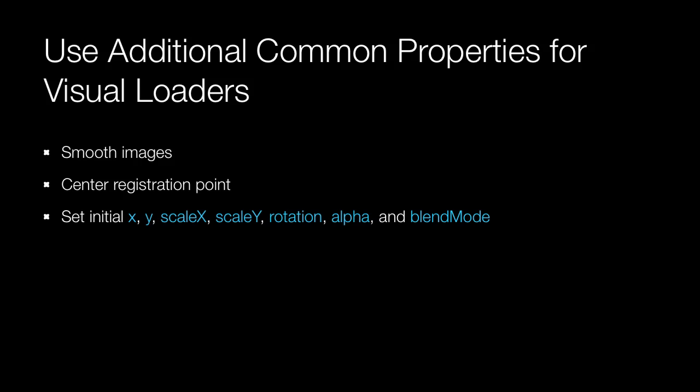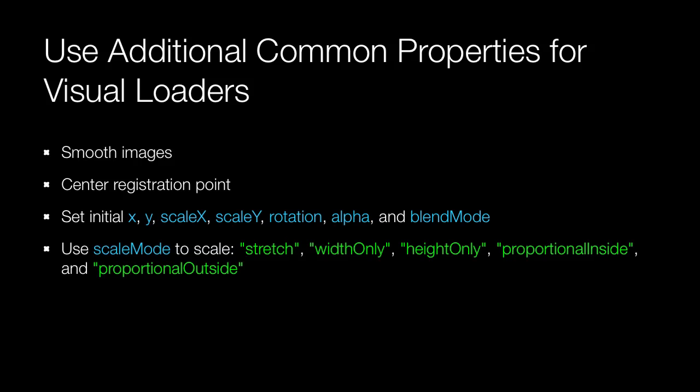Loaders for images, SWIFTs, and video also share properties common to visual assets. Some examples include the ability to automatically smooth images, create a center registration point for any loaded asset for improved manipulation like rotating or flipping, for example, set initial display properties like X, Y, scale X, scale Y, rotation, alpha, and blend mode, and these become effective immediately upon loading the asset, scale an asset to a specified size using exact fit or proportional scaling methods.